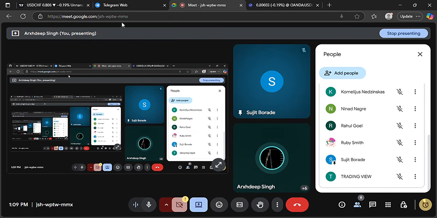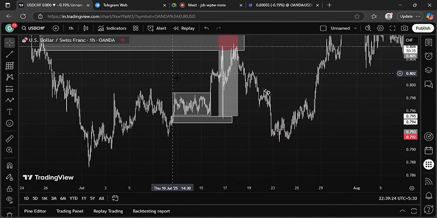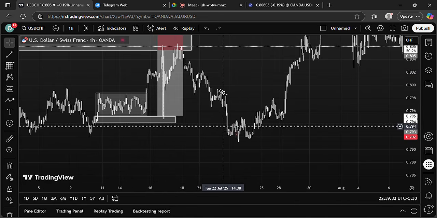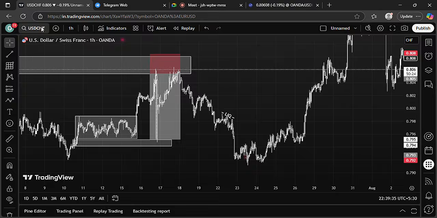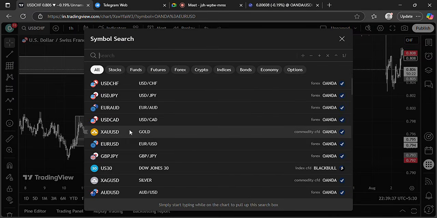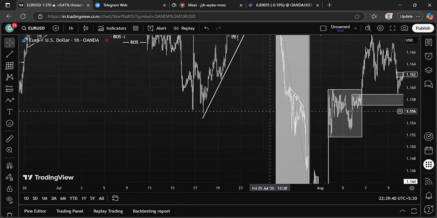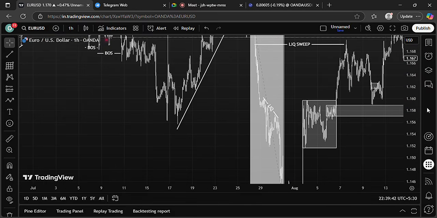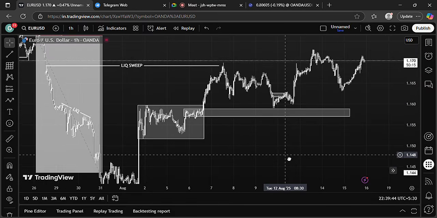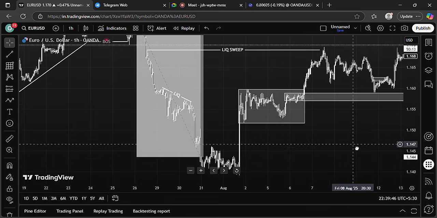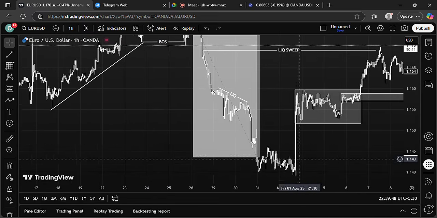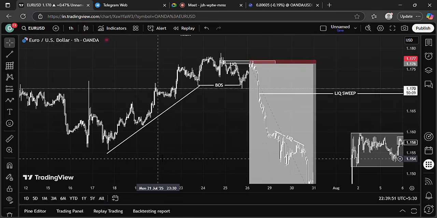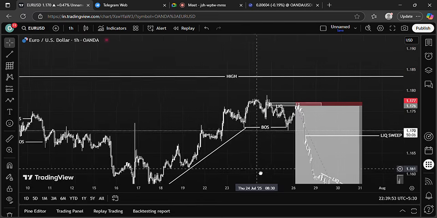So this was how liquidity pool works. We will be looking at more accurate liquidity pools where you can enter. I think I can see a liquidity pool in EUR USD too, just a few days ago. If I find one, then I will show you. This was a liquidity pool here.